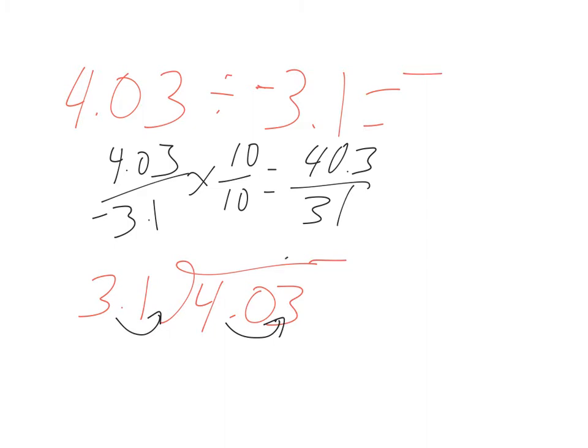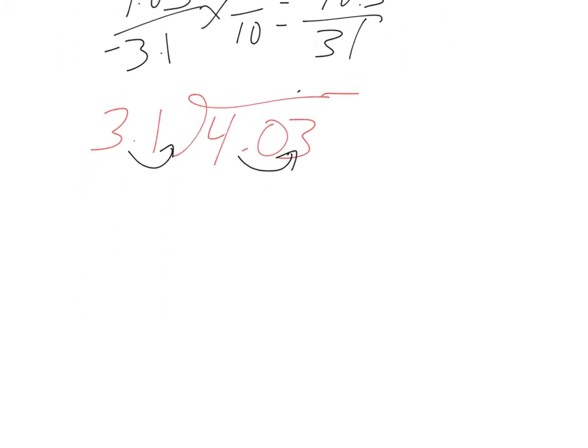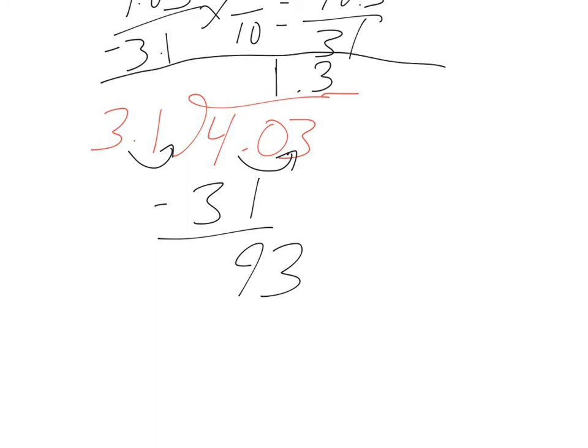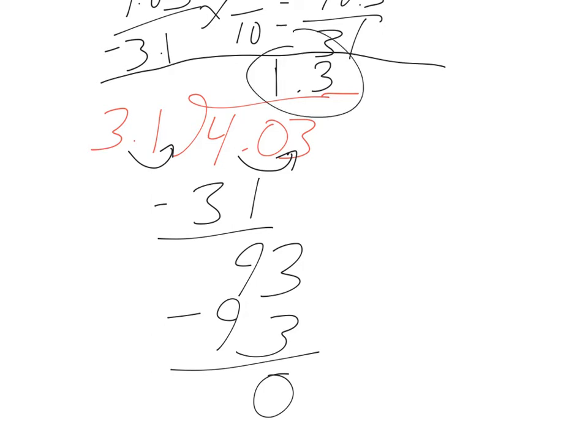I move it to the top. I can then go ahead and divide. 31 goes into 40 once. 1 times 31 is 31. 40 minus 31 is 9. Bring down the 3. 31 is going to go in, probably exactly 3 times. Let's draw a line here. So my quotient, 3 times 1 is 3. 3 times 3 is 9. 0. I don't even need to add any more decimal places. This worked out perfectly. So it's 1.3, 1 3/10.